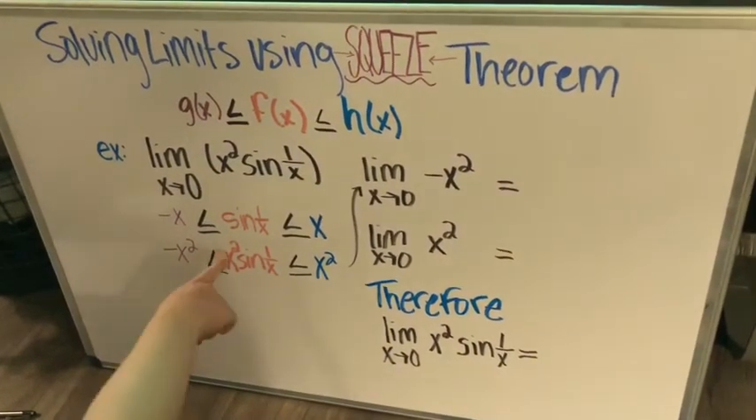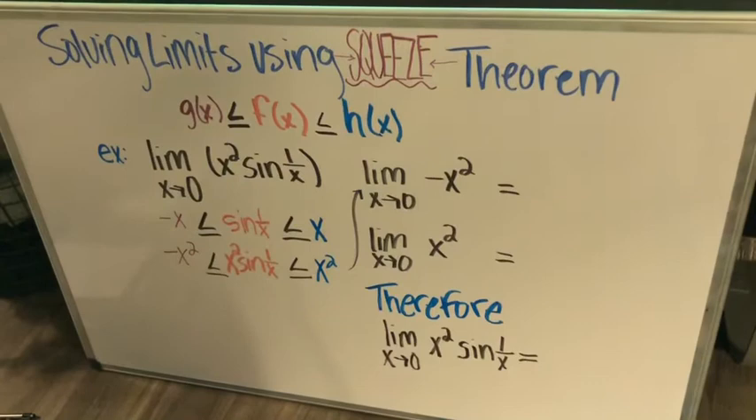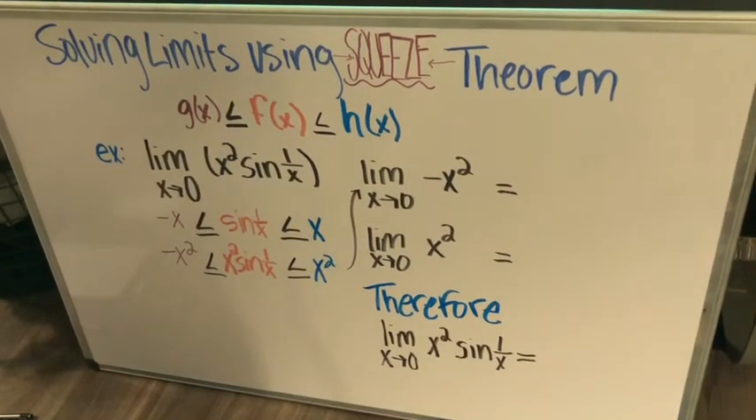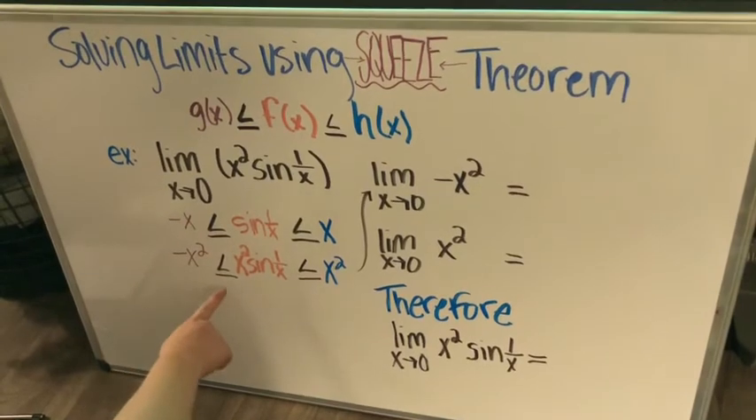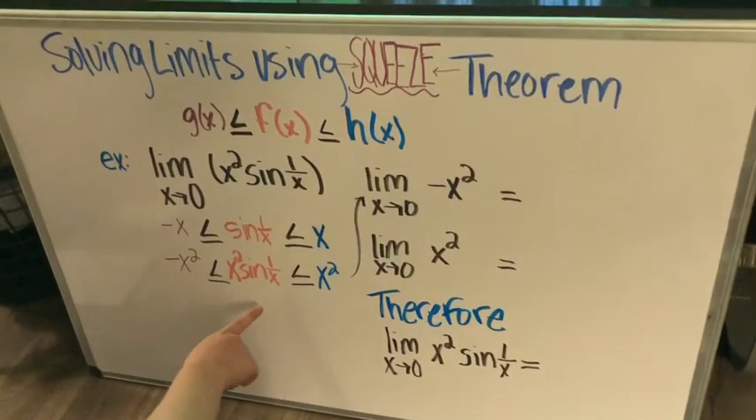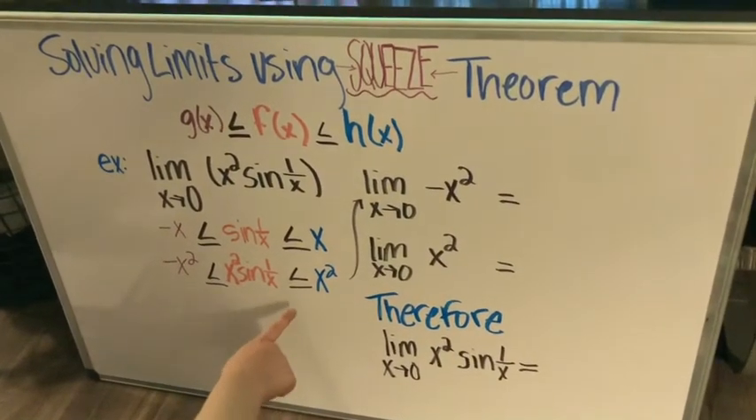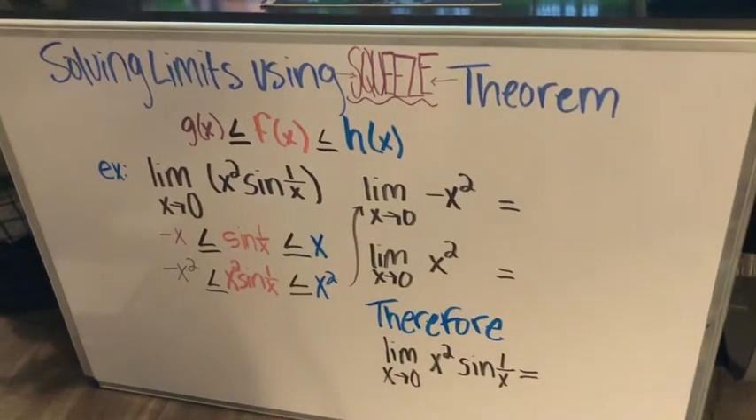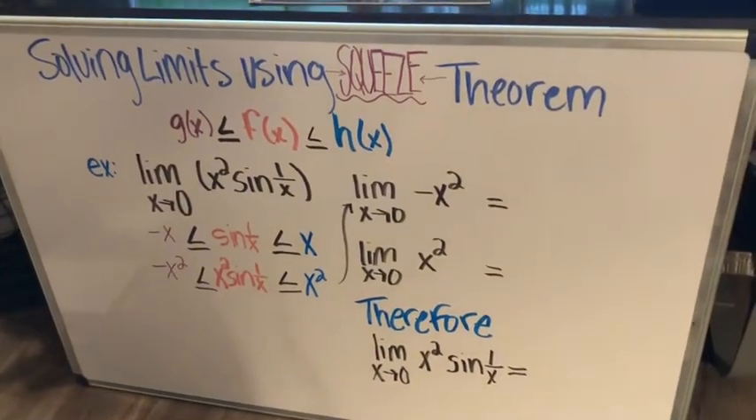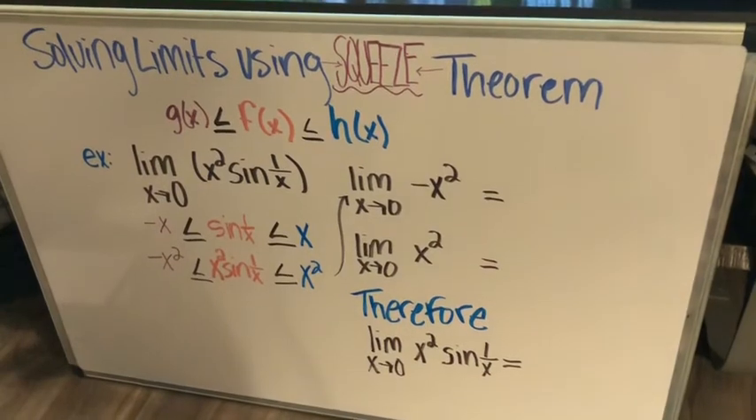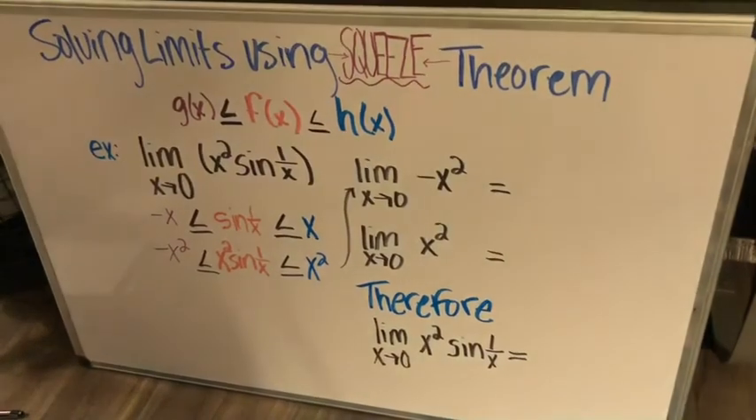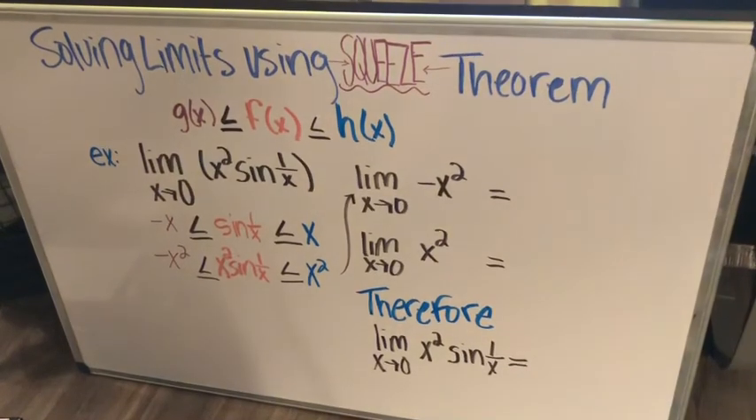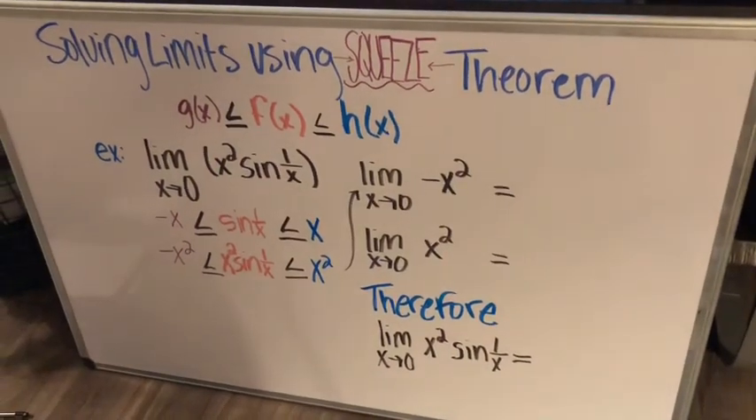Now, as you can see, we have to have x squared in our problem to get the correct answer. So we multiply everything by x squared. So we have negative x squared, which is less than or equal to x squared sine of 1 over x, which is less than or equal to x squared. Now, to solve using the squeeze theorem, you must take the limit of g of x and the limit of h of x, and if the limits you get are the same answer, then you know that f of x has the same answer as well.